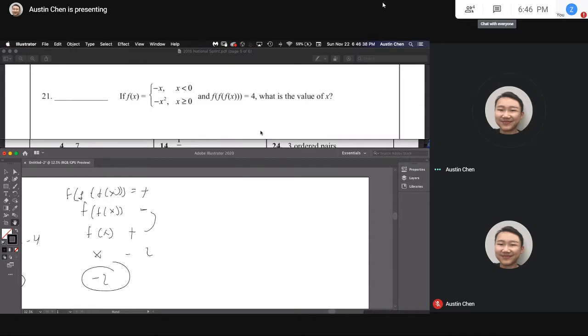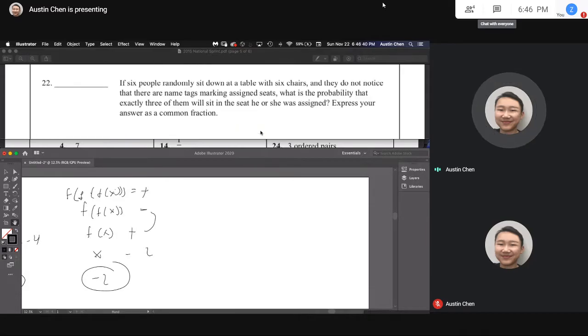Yeah, okay. All right. Number 22. If six people randomly sit down at a table with six chairs, they do not notice that there are name tags marking the assigned seats, what is the probability that exactly three of them will sit in the seat he or she was assigned? Express your answer as a common fraction.